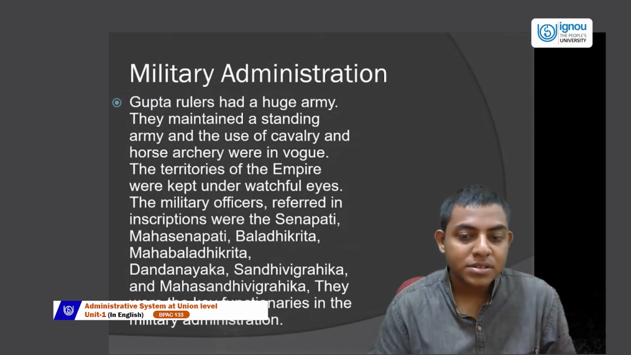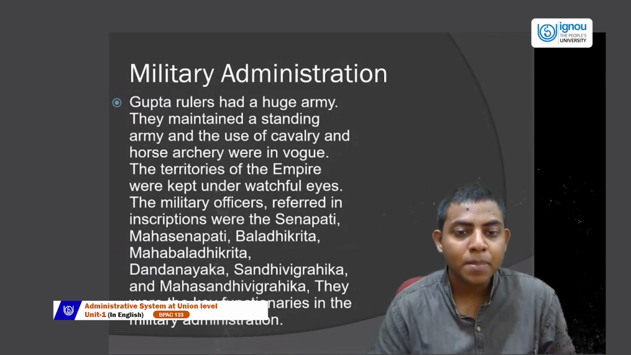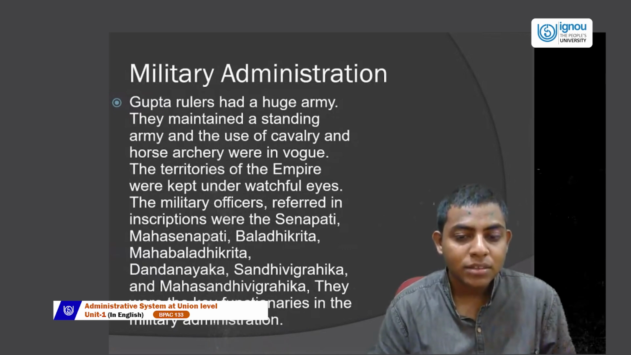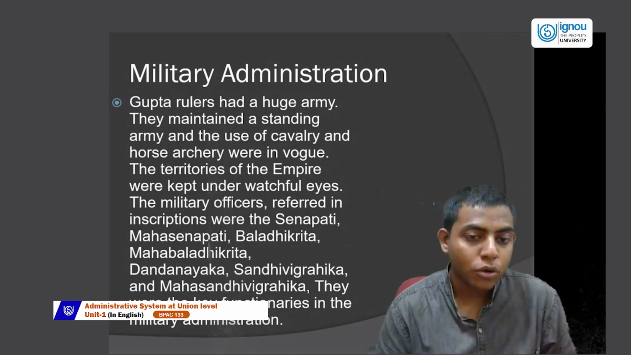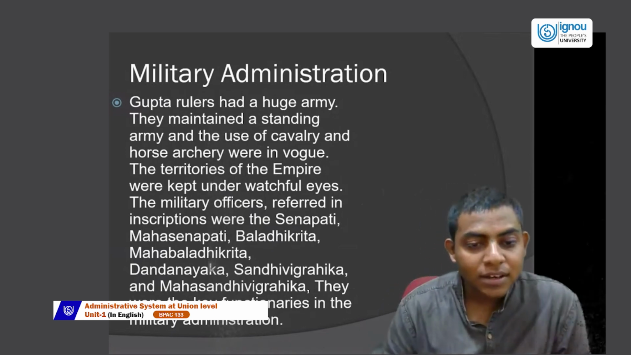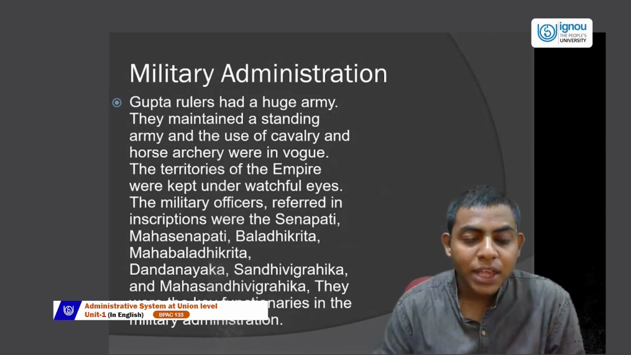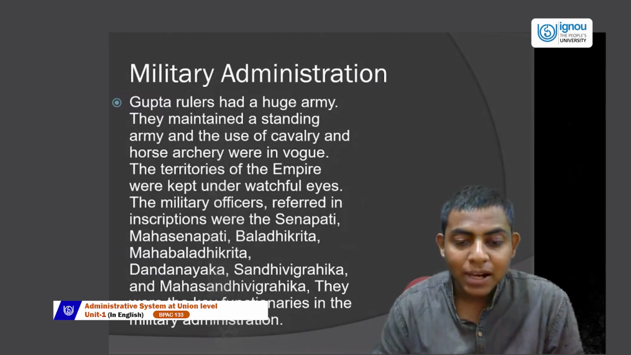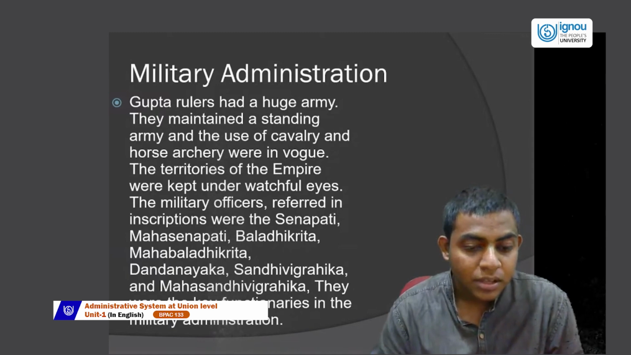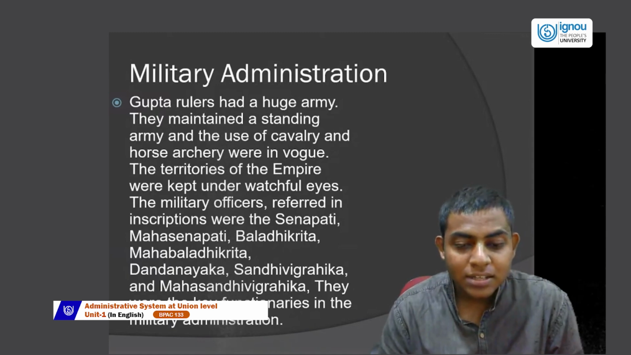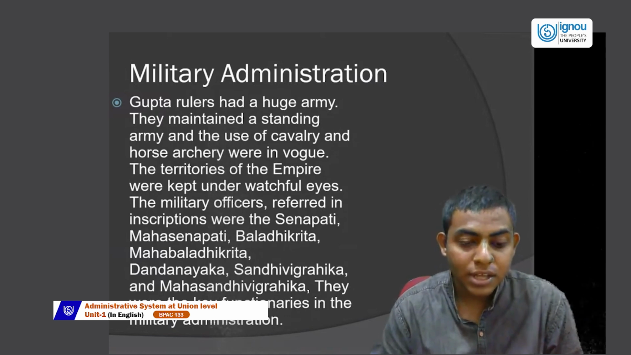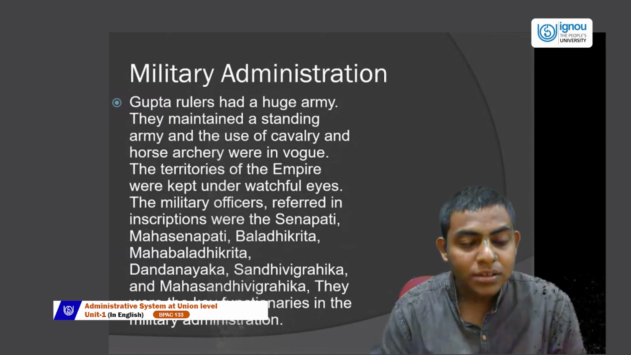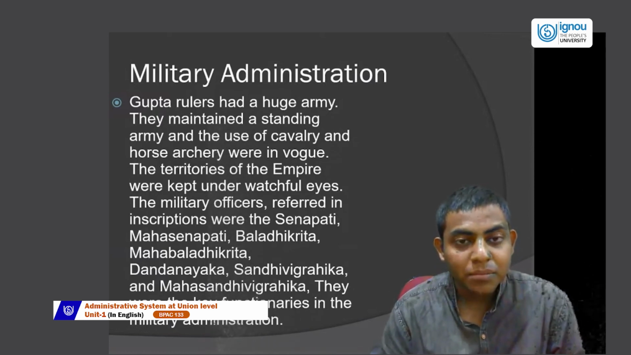The military officers referred to in the inscriptions that we have found regarding the Gupta Empire were Senapati, Mahasenapati, Bal Adhikrita, and Mahabal Adhikrita. Also the Dandanayak, the Sandhi Vigrahika, and the Mahasandhi Vigrahika were there. So these were the key functionaries in the military administration.